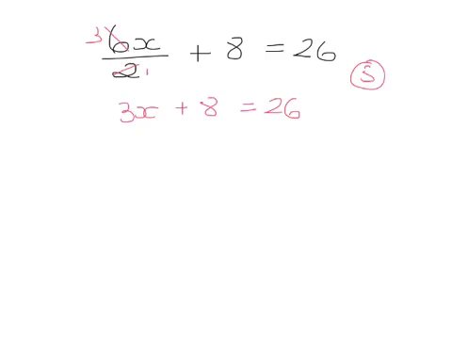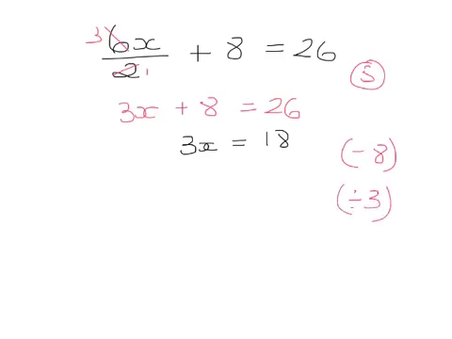Now my 8 is stopping the x's being on their own. So the next thing that I'm going to do is subtract 8 from both sides of my equation. So this leaves me with 3x equals 18. 26 take away 8 gives me 18. So 3x equals 18. Once I've got that stage, I need x on its own. And the way I'm going to get x on its own is to divide both sides by 3.